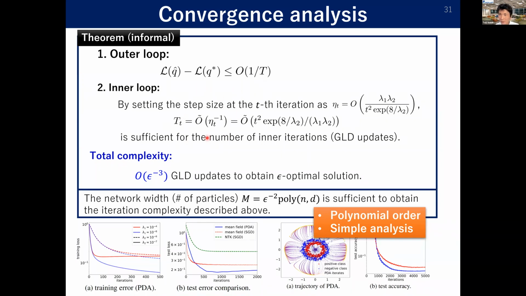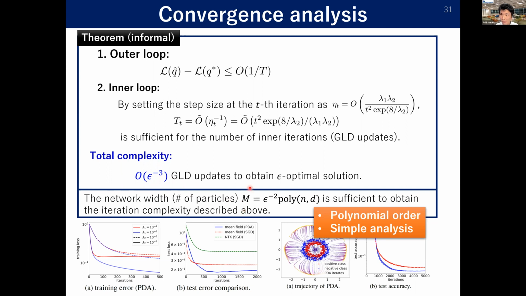As for the inner loop, to obtain a good approximation of the integral, it requires a certain number of iterations of the gradient Langevin dynamics. It is basically t squared at the t-th step. So we need to run gradient Langevin dynamics for t squared iterations. There are some constants depending on the regularization, but if you neglect them, it is basically t squared. Then the total complexity to obtain an epsilon optimal solution is like epsilon to the minus third. So this is a polynomial order convergence rate.